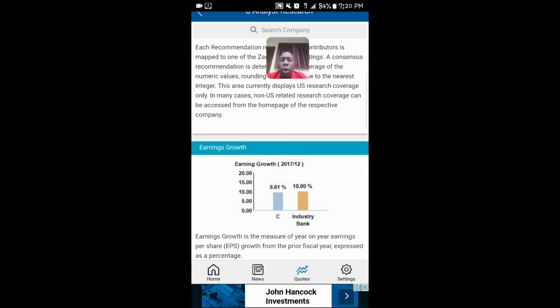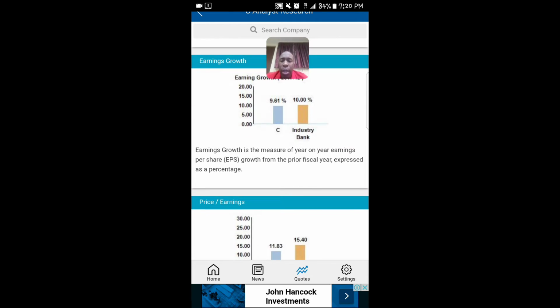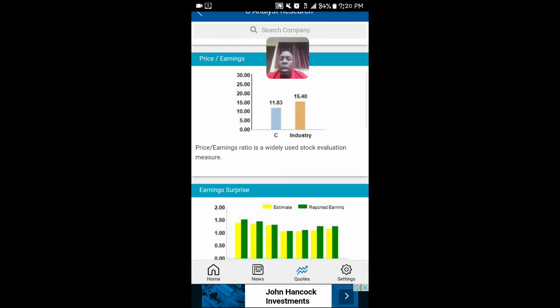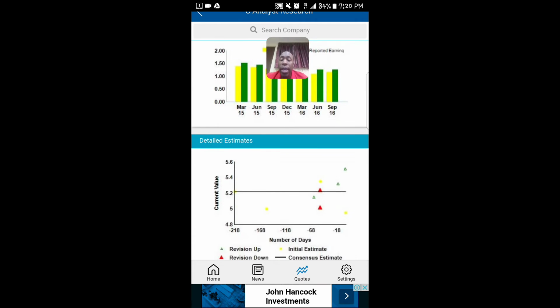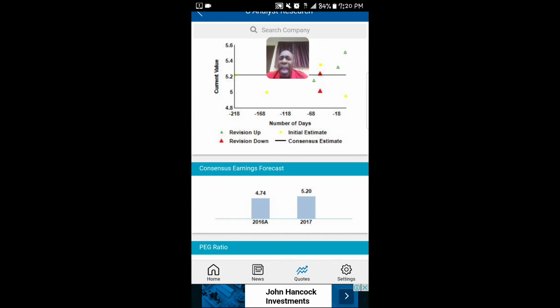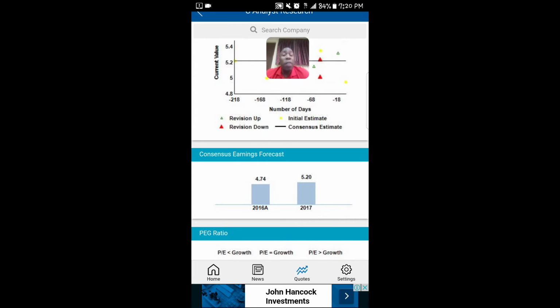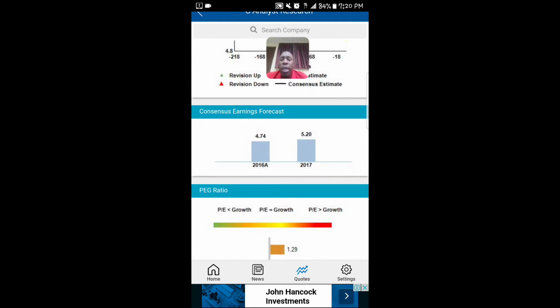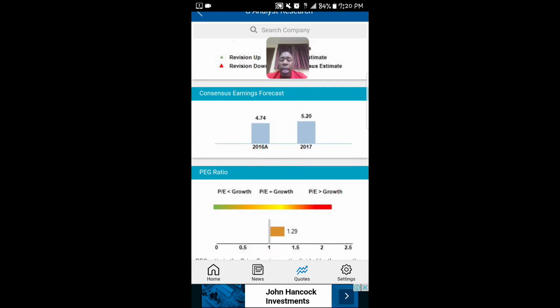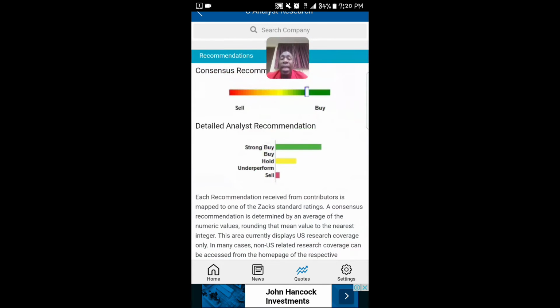It has your earnings growth. It gives you the percentages there. You have your price earnings. You have your earnings surprise. You have your detailed estimates. It has all your analytical research right here. And guess what? If you don't understand this stuff, research it. Google it, okay? You have your PEG ratios. That's good to look at sometimes. And that is about it.